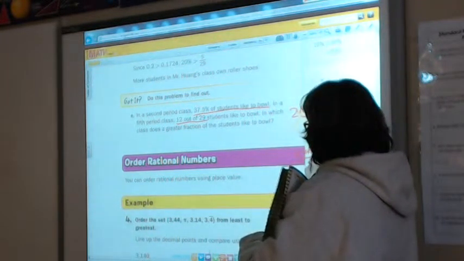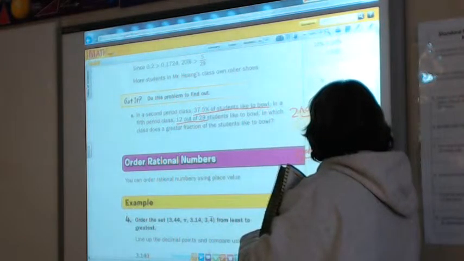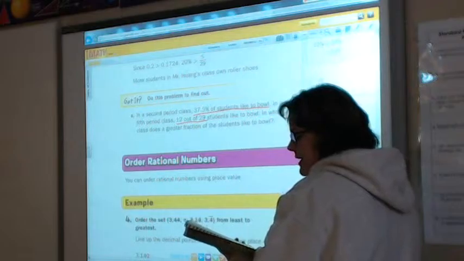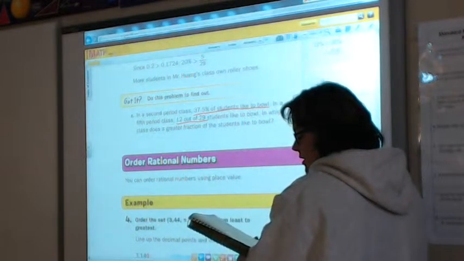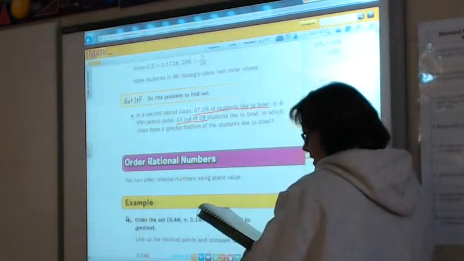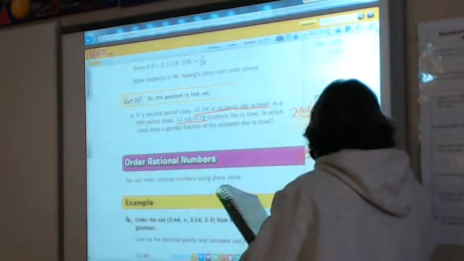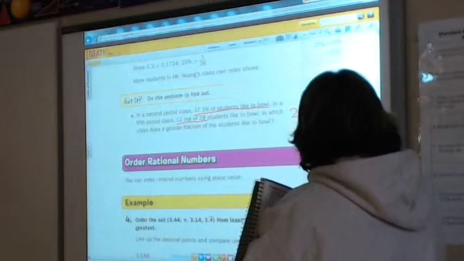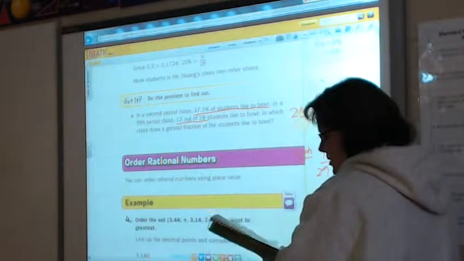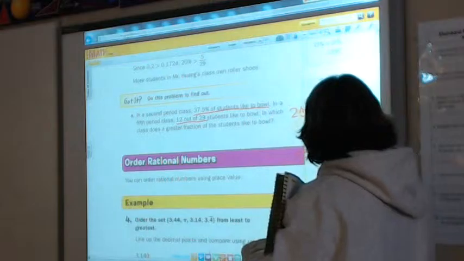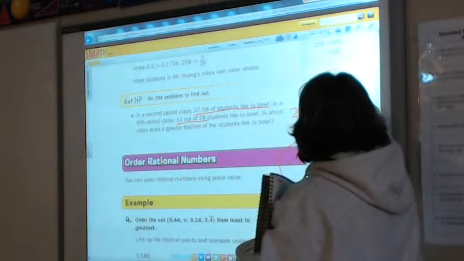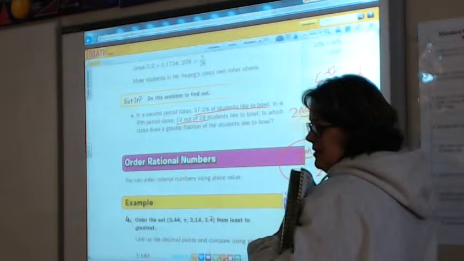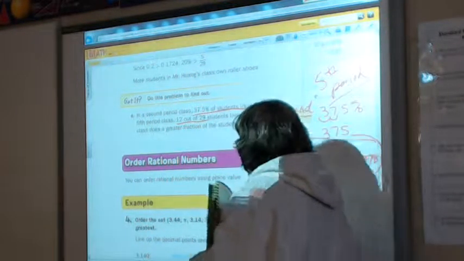Fifth period is 12 over 29. So we're going to divide 12 divided by 29. And if you do that in your handy-dandy calculator, you get 0.413793, and it might go longer. My calculator ended at that point. So which one has the largest percentage of students that like to bowl? That would be fifth period. So your answer is fifth period. Now on your assignment, I would want to see this work. That's part of your process. I need to see that work.